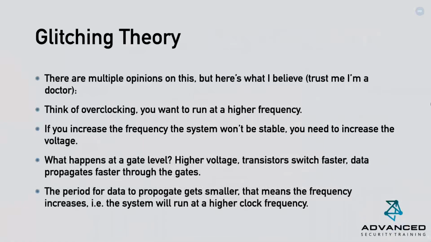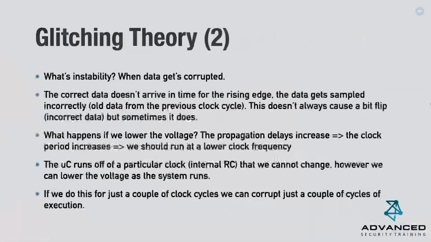In terms of the glitch theory, a lot of people ask about this. You have to think of overclocking as the example that I always use, and I think especially hackers are familiar with overclocking. If you want to run something at a higher frequency, it needs more voltage. So we're going to do the exact opposite. We're dropping the voltage, which means that running at the same frequency, the system actually becomes less stable. That's the gist of what we're doing.